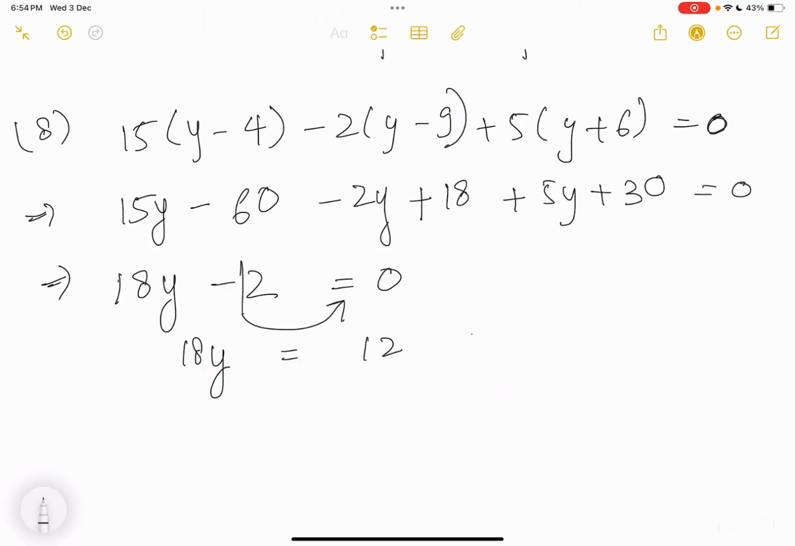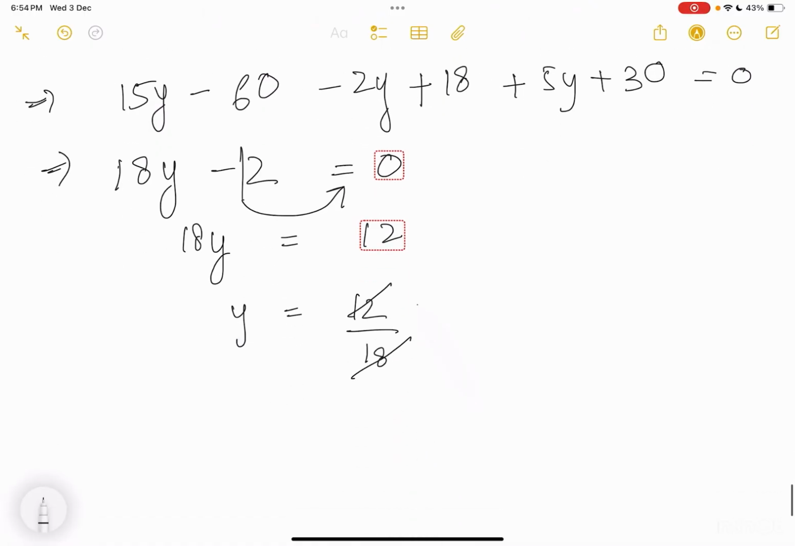So 0 plus 10 is 12. Divide both the sides by 18. Simplify the fraction. This will be 4, this will be 6, and this will be 2, this will be 3. So this will be 2 by 3.